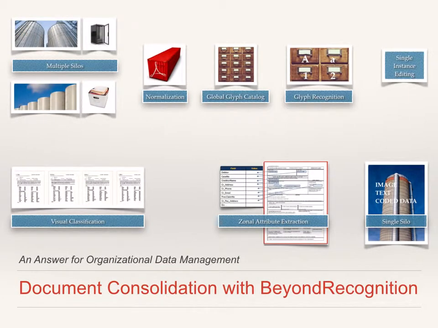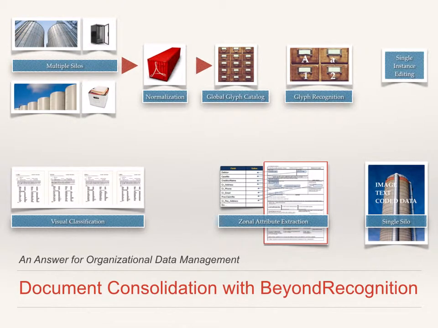This is how BeyondRecognition consolidates paper and electronic files, identifying duplicates, classifying document types, and coding or extracting document attributes from those document types. The first step is to normalize documents so that they can be compared. Both electronic source documents and paper documents are converted to PDF files. These files are temporary, and once BR has created the global glyph catalog, the PDFs are no longer needed.